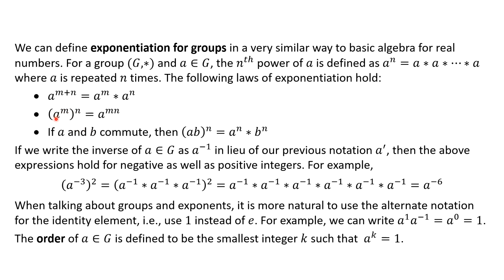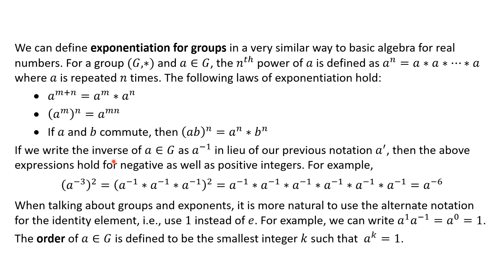In a similar manner, we have A to the m to the n is A to the m times n. That follows from this definition also. If A and B commute, then AB to the n equals A to the n times B to the n. This is not always true. For example, if you have matrices, a group of matrices, this isn't necessarily true.